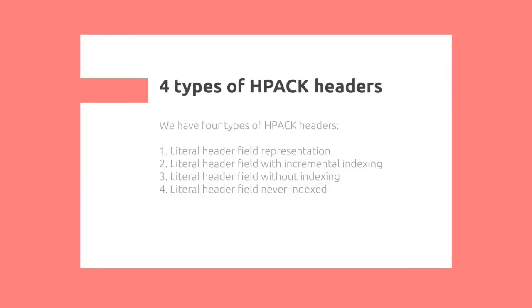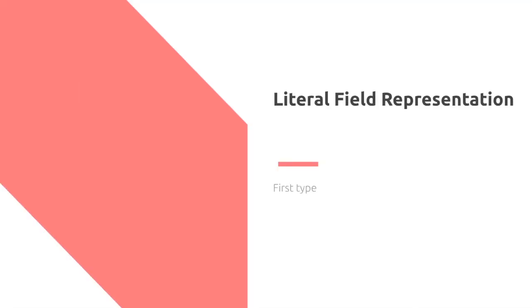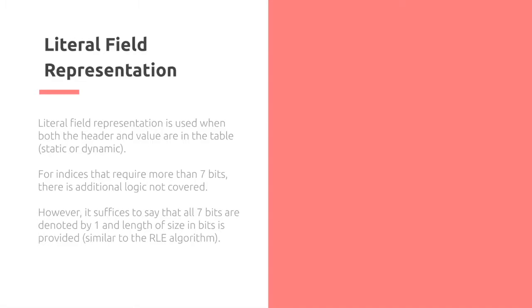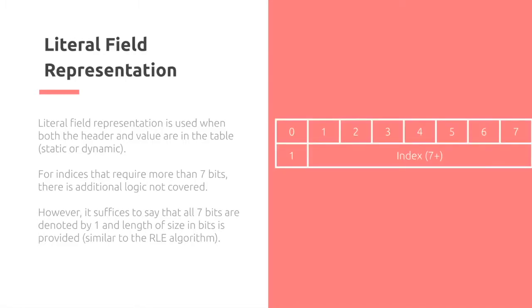So how do we reference the headers? We have four types of HPACK headers: literal header field representation, header field with incremental indexing, without indexing, and never indexed. The first one is the indexed header field representation. This one is used when both the header and the value are in the table, either static or dynamic. So for this, we have something like this.